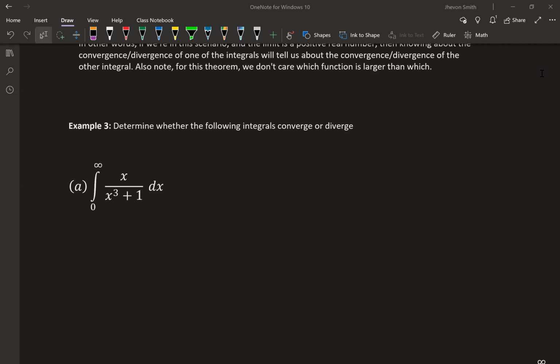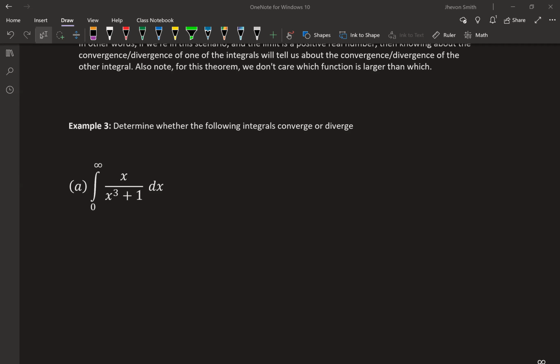Anyway, let's look at this integral here. Integral from 0 to infinity of x over x cubed plus 1. We are going to determine whether or not this integral converges or diverges. Now, the first thing I want you to appreciate is that actually, we probably could integrate this one, but I don't think you would want to.